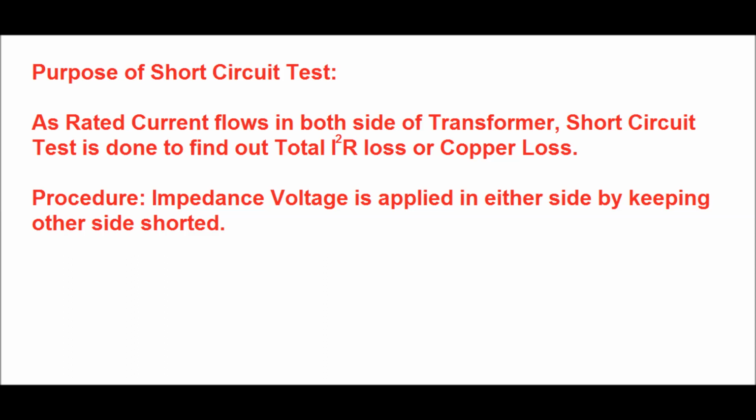As rated current flows in both sides of the transformer, in the short circuit test we can find out the total I square R loss, or copper loss, of the transformer. As the voltage applied to the transformer is very low, the core loss of the transformer can be neglected.